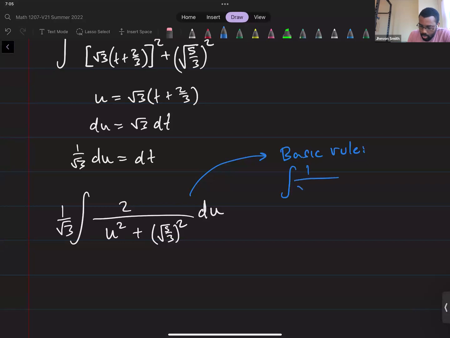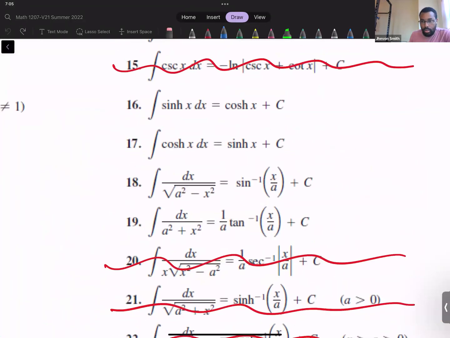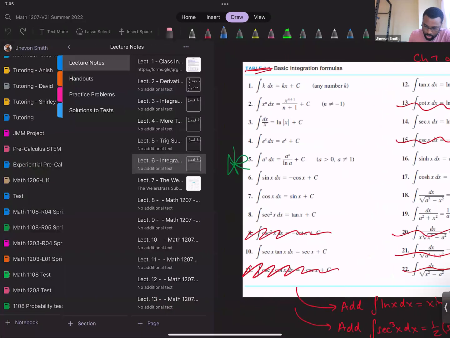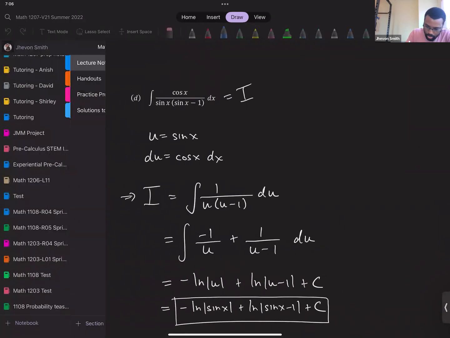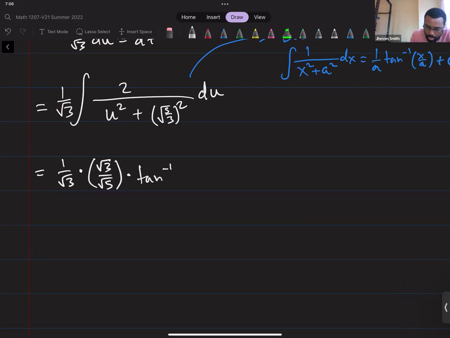We know that the integral of 1 over x squared plus a squared dx is 1 over a tan inverse x over a. We have that from Rule 19. So this then is going to be one over a. In this case, my a is radical 5 over 3. So 1 over that is radical 3 over 5 times tan inverse of x over a.